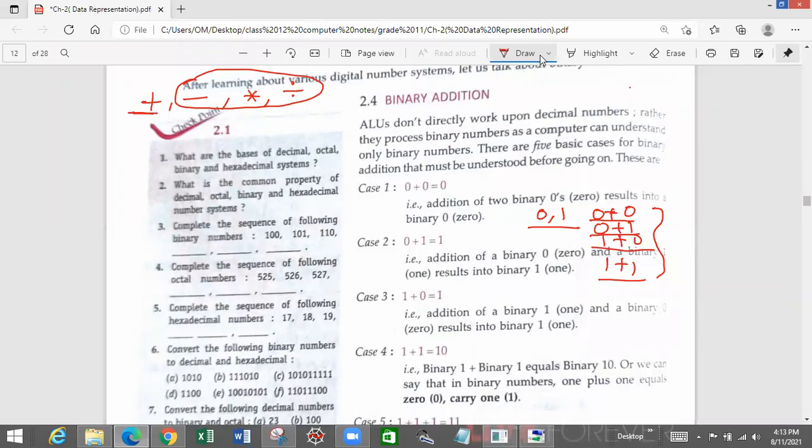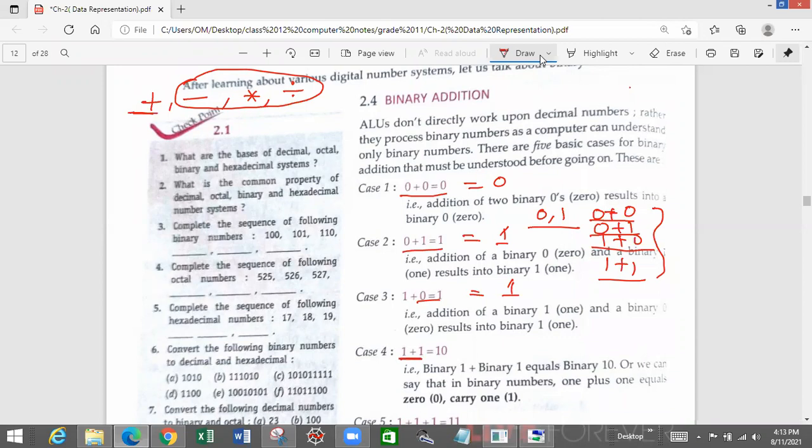So what will be the rules here? When you are adding a 0 with a 0, the answer will be 0. Very simple, like normal mathematics. 0 plus 0 is 0. Again, 0 plus 1 is 1. Normal mathematics, nothing fancy here. 1 plus 0 is also 1.